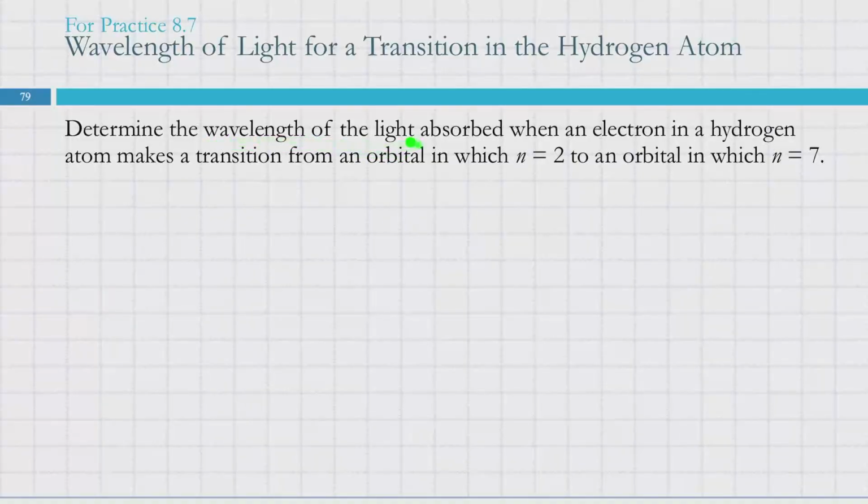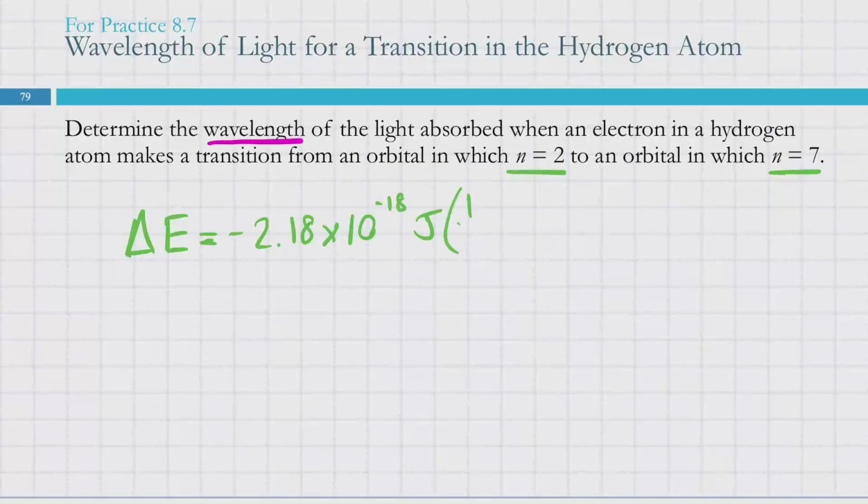Okay, determine the wavelength of light absorbed when an electron in a hydrogen atom makes a transition from an orbital in which n equals 2 to an orbital in which n equals 7. So we're trying to find wavelength going from n equals 2 to n equals 7. We are going to need that equation that looked an awful lot like Rydberg's equation. So delta E equals negative 2.18 times 10 to the negative 18, I think it was, joules, times 1 over nf squared minus 1 over ni squared.